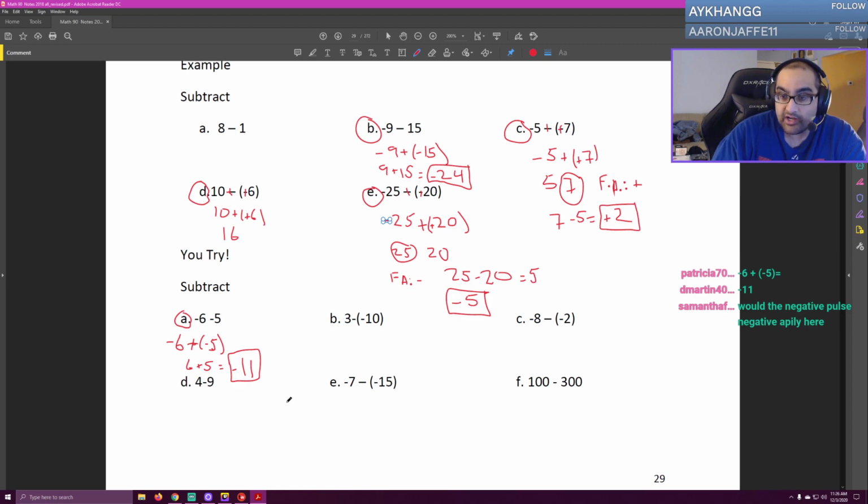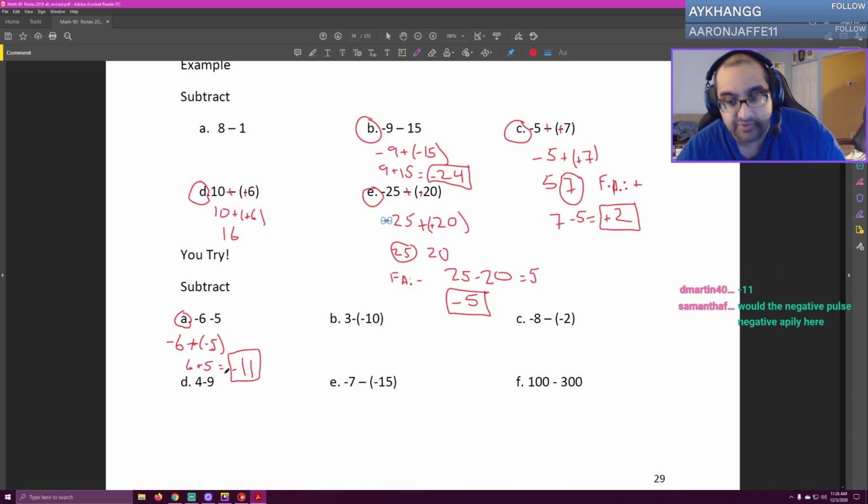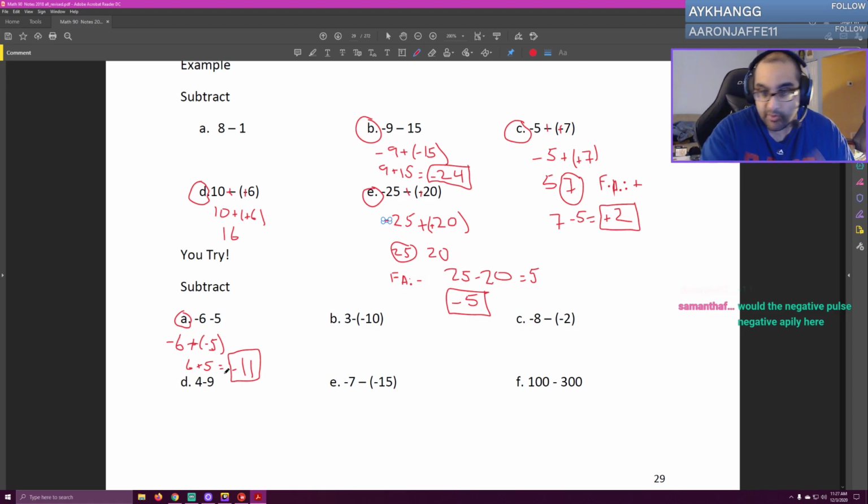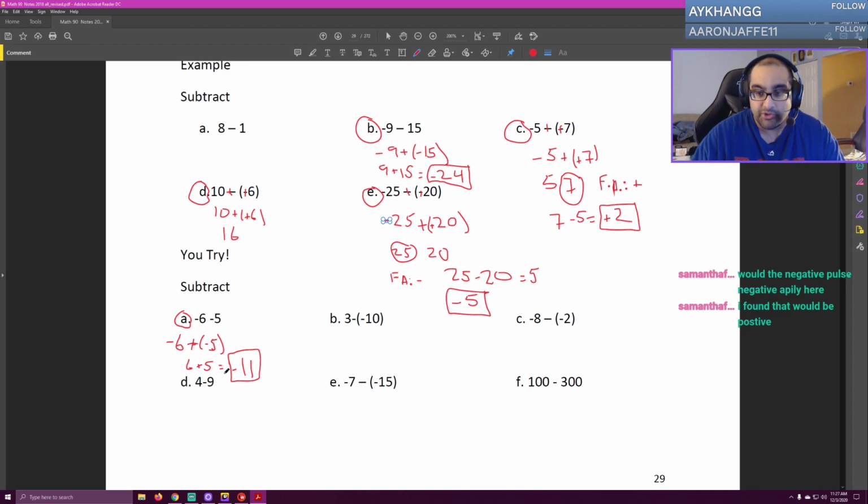Would the negative plus negative apply here? Yes, because since they're both negative numbers, we know that the answer will automatically be negative. So just add the two numbers together. I just added 6 plus 5 here, Samantha, which I got 11. And then you just tack on a negative because both numbers were negative to begin with. So that was applying our addition rule that we talked about on Tuesday, that second case where both numbers were negative. Remember, negative plus a negative, you're thinking addition.